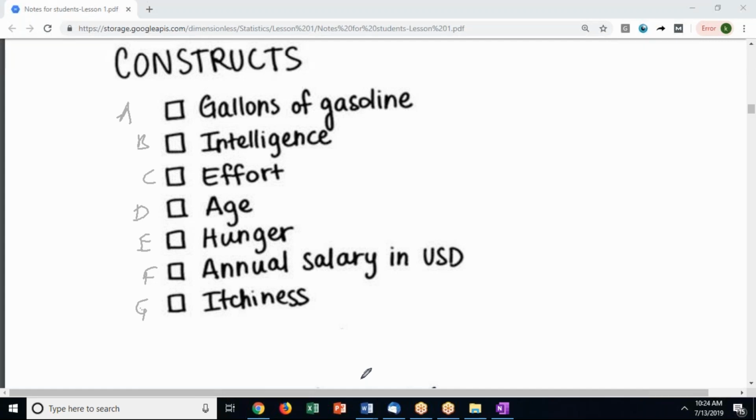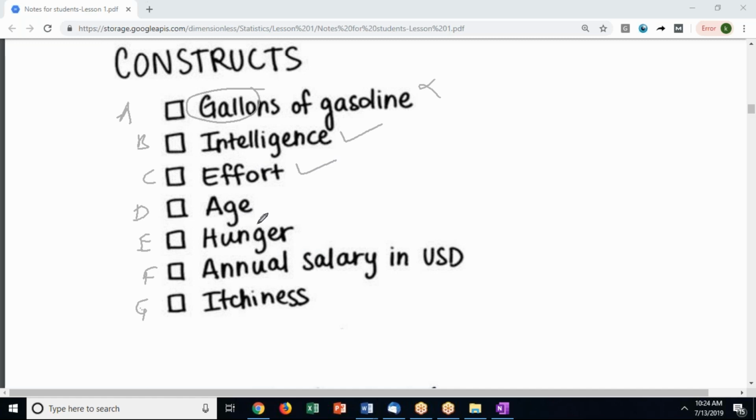Yes, done. Okay, so gallon of gasoline, gallon is a standard unit of measurement, so obviously that's not true. Intelligence, IQ is not a standard unit of measurement. Those who think IQ is a standard unit of measurement, that's incorrect. So you don't have a standard unit of measurement. IQ, or intelligence, is also a construct. Effort is a construct. Effort is not always in terms of hours, right? It can be manual effort, it can be physical effort, it can be mental effort. There can be different kinds of effort. You don't have a standard unit of measurement for that, right?